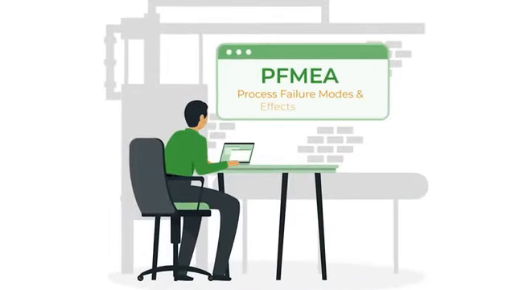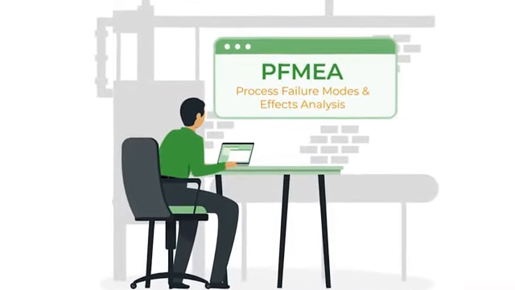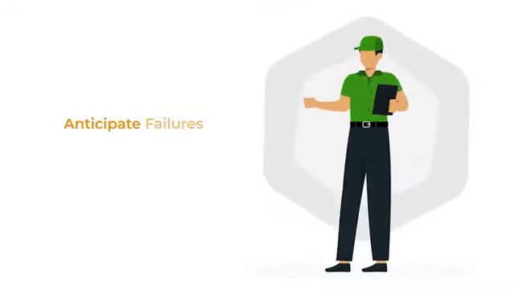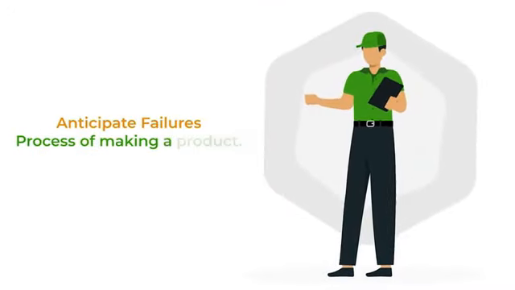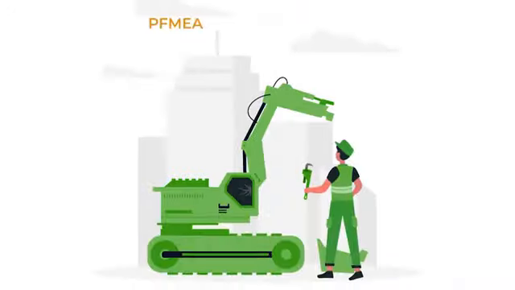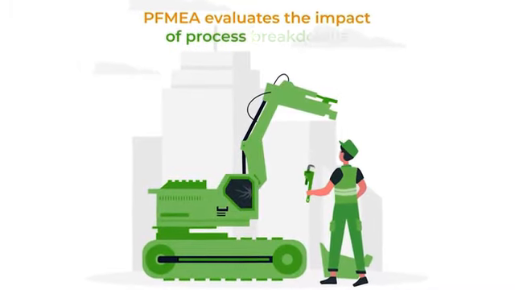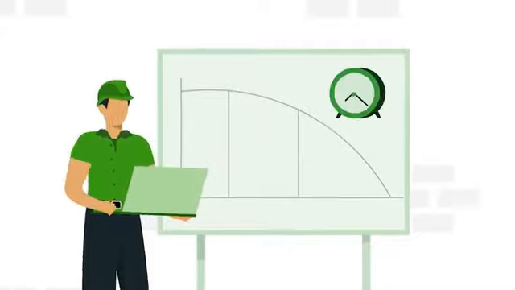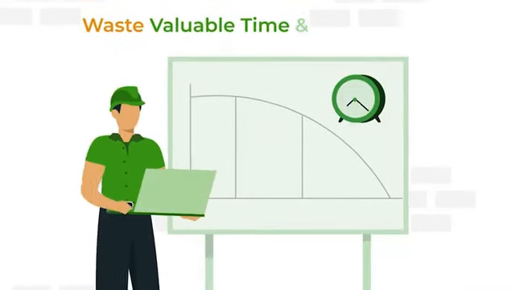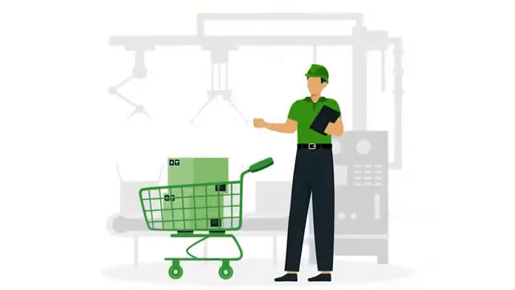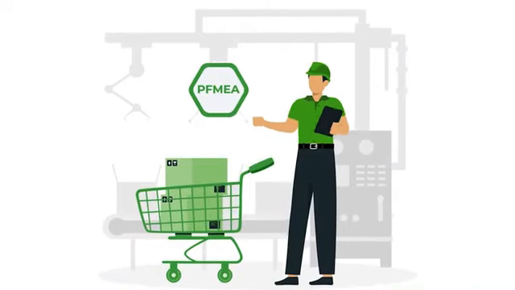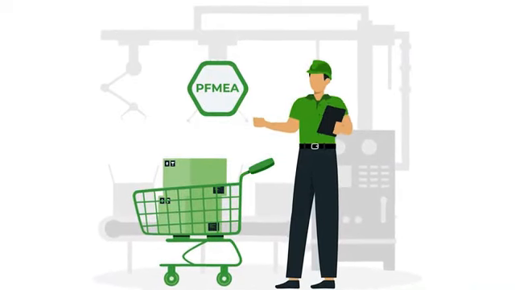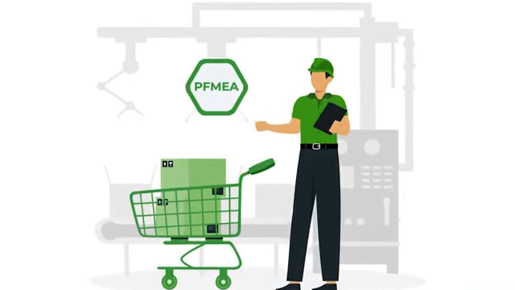PFMEA stands for Process Failure Modes and Effects Analysis, and is a way to anticipate failures caused by the process of making a product. PFMEA evaluates the impact of process breakdowns and helps ensure efficiency, avoiding serious issues that can waste valuable time and resources. PFMEA is best done during the development of the manufacturing process after the product itself has been designed.